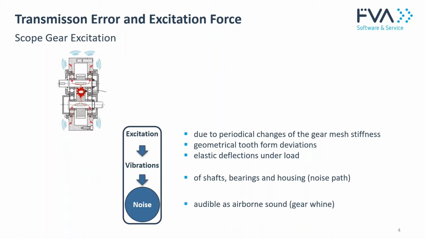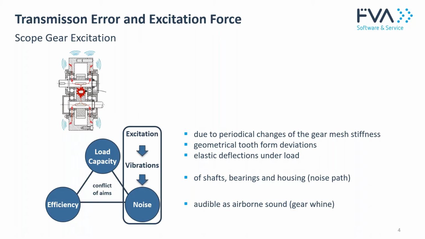Today we are talking about gear excitations. They occur because of periodical changes of the gear mesh stiffness, caused by geometrical tooth form deviations and elastic deflections under load. These excitations lead to vibrations in the system and spread through shafts, bearings, and the housing. This is often called the noise path. At the end, these vibrations may lead to noises, meaning audible airborne sound. For periodical gear excitations, it is called gear whine.